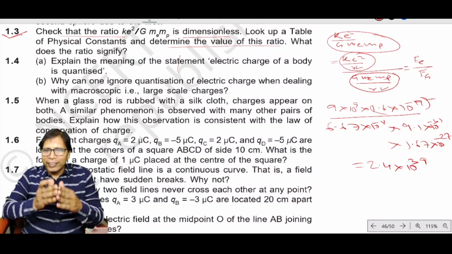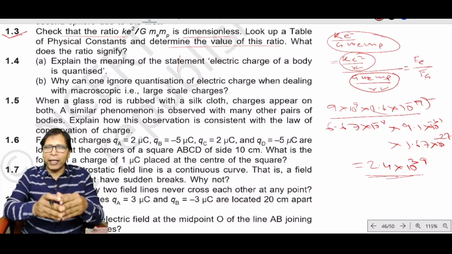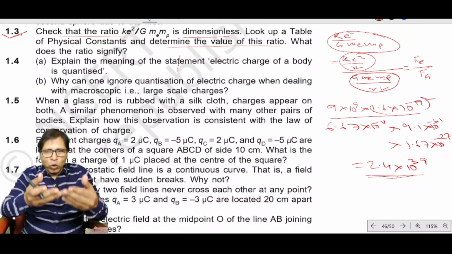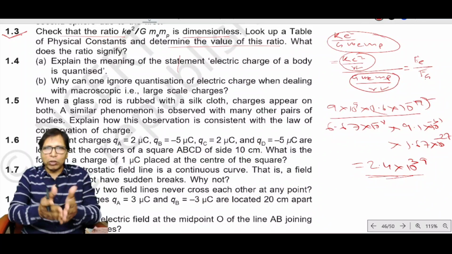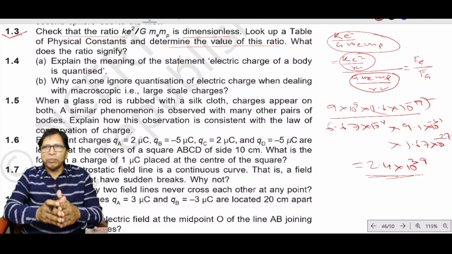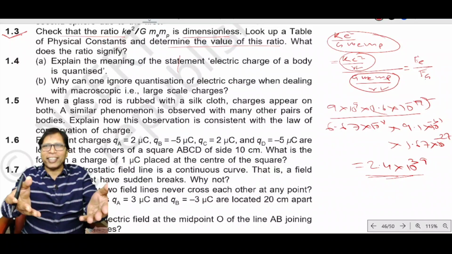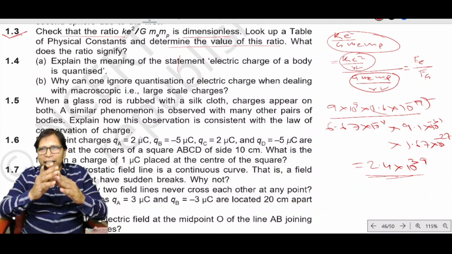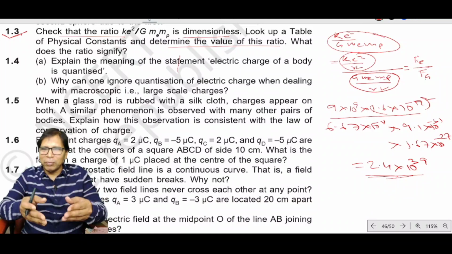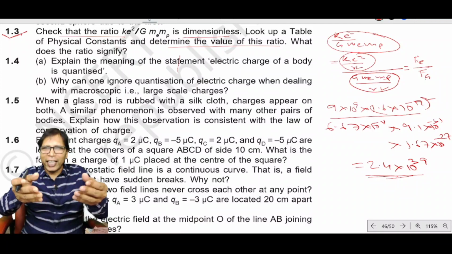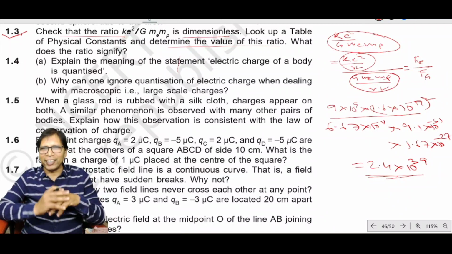So this large ratio signifies that the electrostatic force of interaction between proton and electron is much greater than the gravitational interaction between the two particles. Okay. So gravitational force is negligible in comparison to the electrostatic force of interaction.